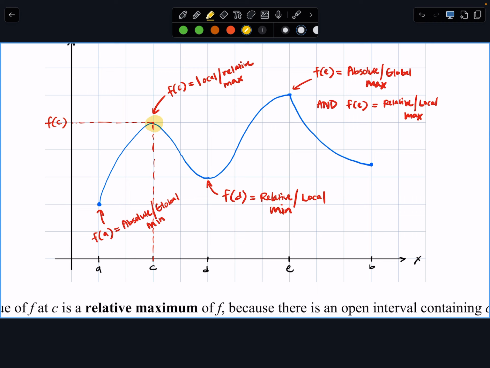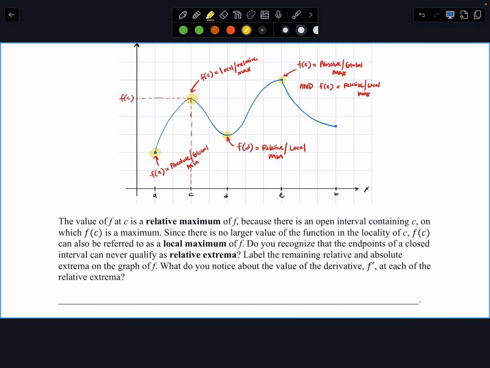Okay, so we have these points. We've identified local and global max and mins for the function f on the closed interval from a to b. Now the other part of the question, what do you notice about the value of the derivative at each of the relative extrema? What do we notice about f prime?